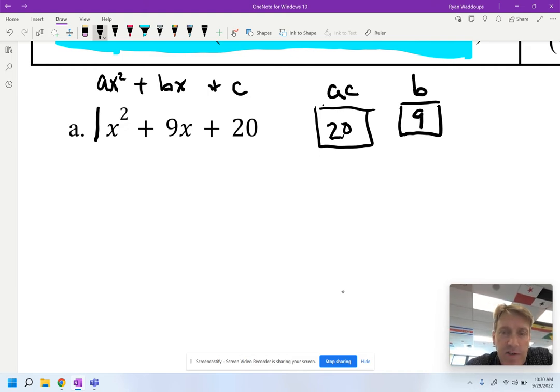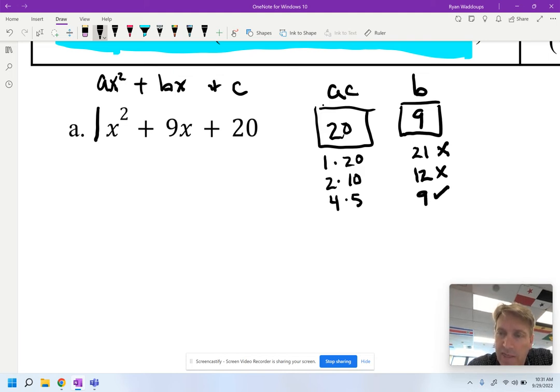So then I can just list the factors. 1 times 20 is 20, and 1 plus 20 is 21. That's not 9, so we need to keep going. I'm increasing to the next biggest factor. 2 goes into 20 10 times. 2 times 10 is 20, and 2 plus 10 is 12. Again, not it. So I go to 3. 3 won't go into 20, so I skip 3. 4 goes into 20 5 times. 4 times 5 is 20, and 4 plus 5 is 9. Those are the numbers we're looking for, 4 and 5.